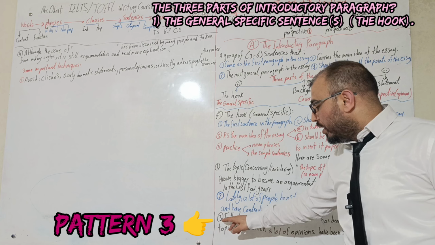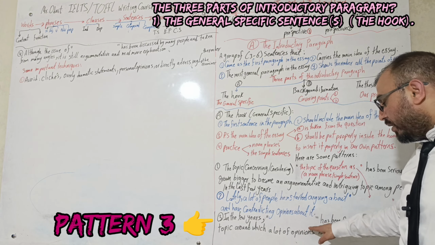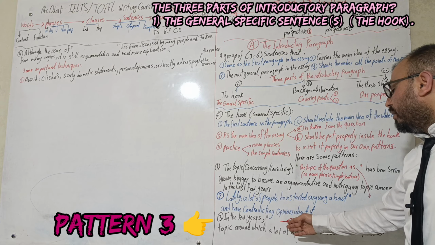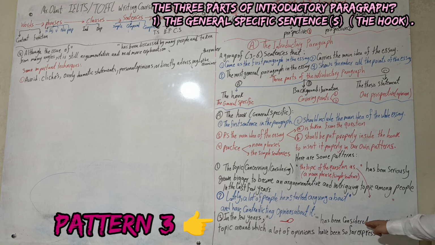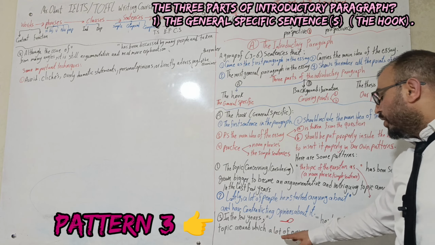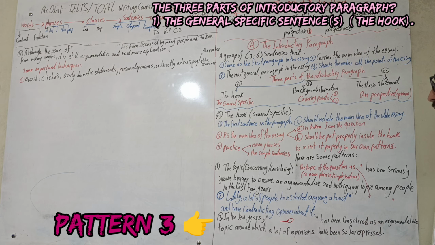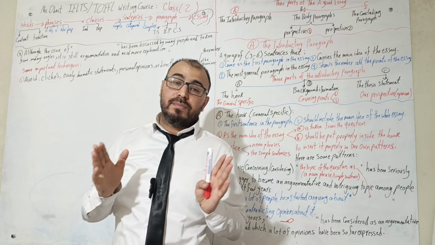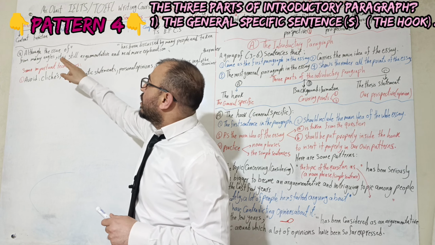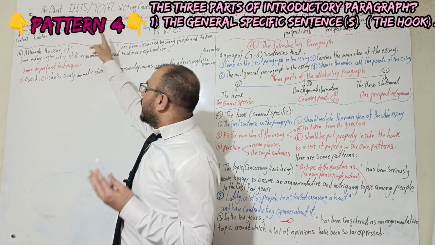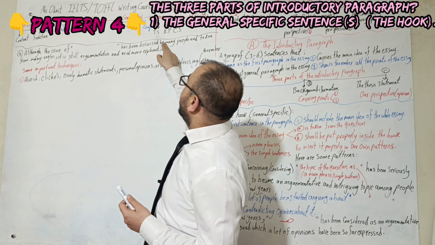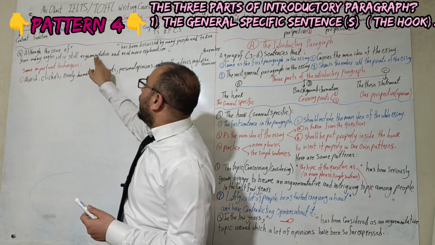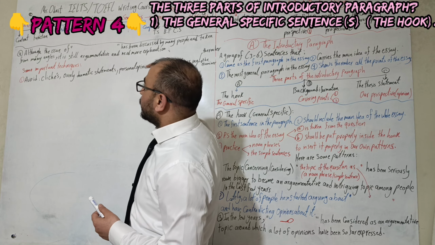Again, my friends, the third option here: in the last few years, and you fill in the topic from the question. In the last few years, for example, disadvantages of smoking has been considered an argumentative topic around which a lot of opinions have so far been expressed. The last option here, my friends, is the fourth one, which is my favorite. As you see here, although the issue of disadvantages of smoking, for example, has been discussed by many people and taken from many angles, it is still argumentative and needs more explanation.